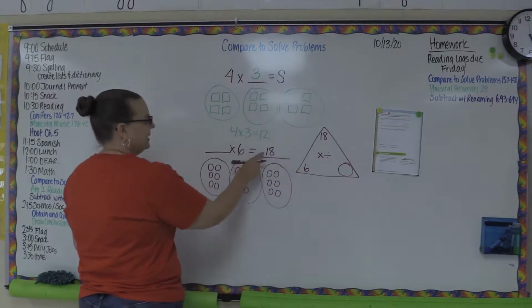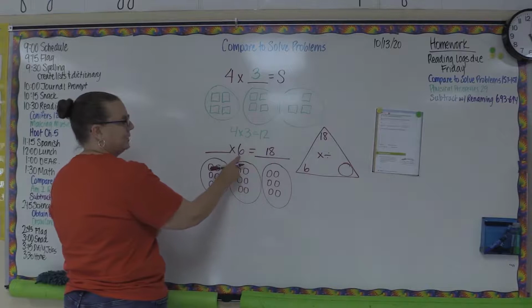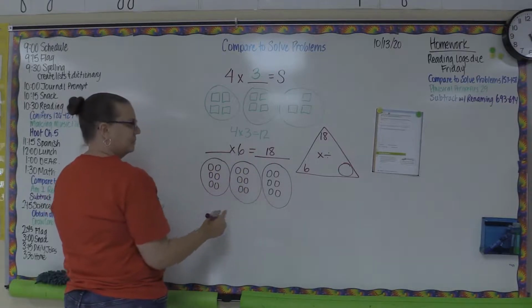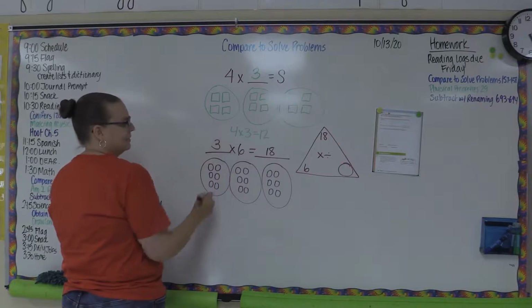So I have taken this number 18 and I've split it up into groups of 6. How many groups of 6 did I just make? Well, I made 3 groups of 6.